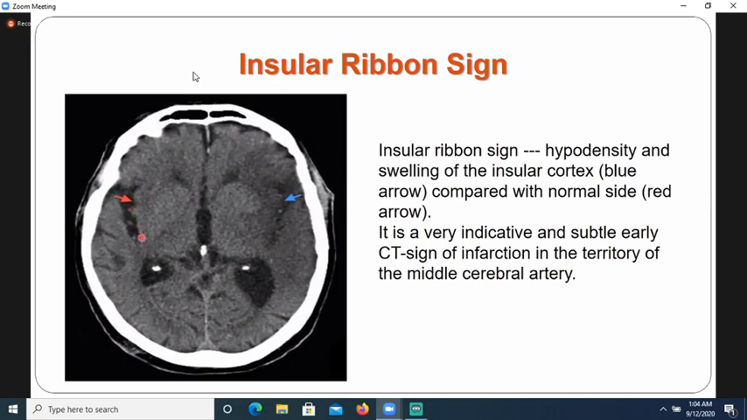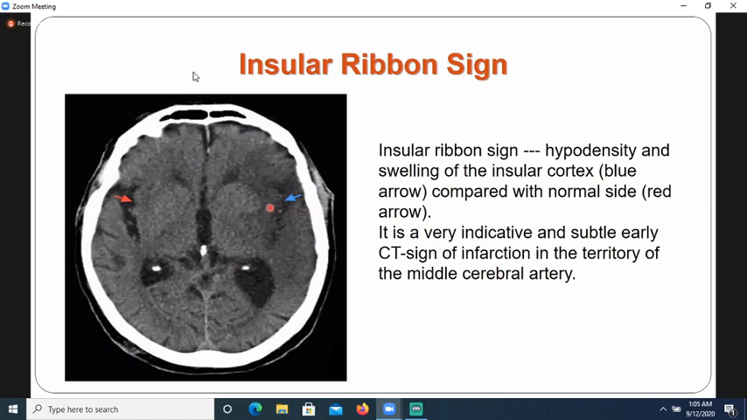So the insular ribbon sign means there is hypodensity and swelling. You see the difference between the two insular cortices. There is hypodensity and swelling of the insular cortex on the left side, and it is also a sign of infarction, especially in the middle cerebral artery.